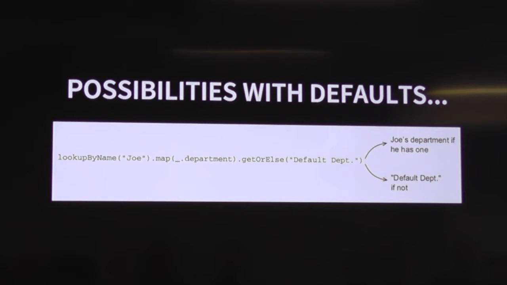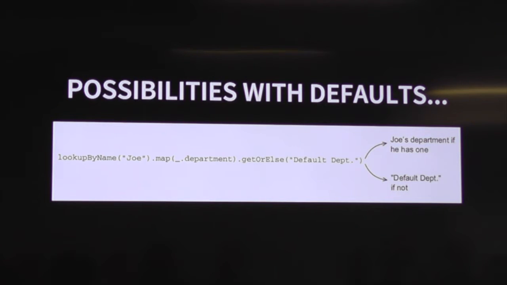And now we can get really crazy. Sort of. So we look up Joe, who could not be there. Like before, we just get the department out, but we've still got an optional value. We still have no guarantee at compile time if we're actually going to get a value. But we need something to return.